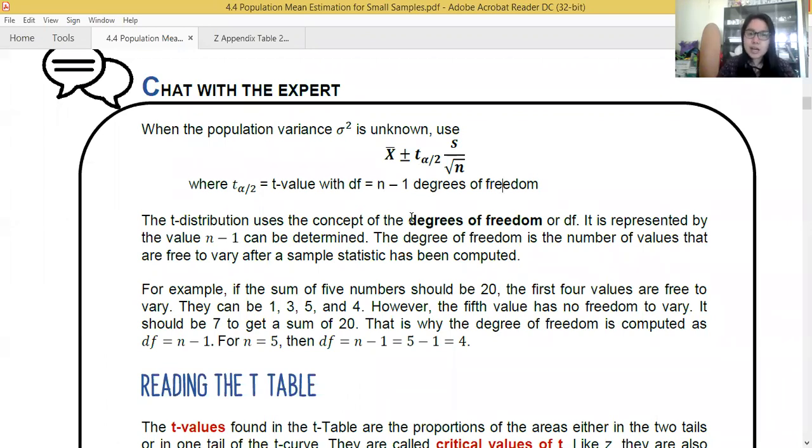Now, another is the degrees of freedom. What is a degree of freedom? Or we just call it the df. The degree of freedom tells us how many values are free to vary in the sample statistic.